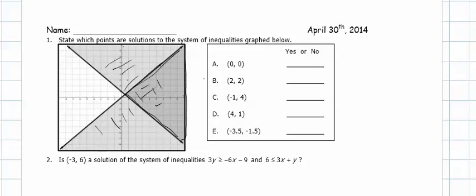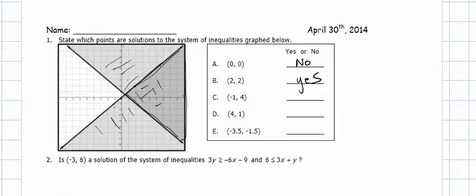So let's look at it. We have the point (0, 0). Well, (0, 0) is on one boundary line, but it doesn't satisfy both inequalities, so it's a no. Now let's look at the point (2, 1). It is on the boundary of the region, and so yes, it does satisfy, because that boundary is included in our solution region.